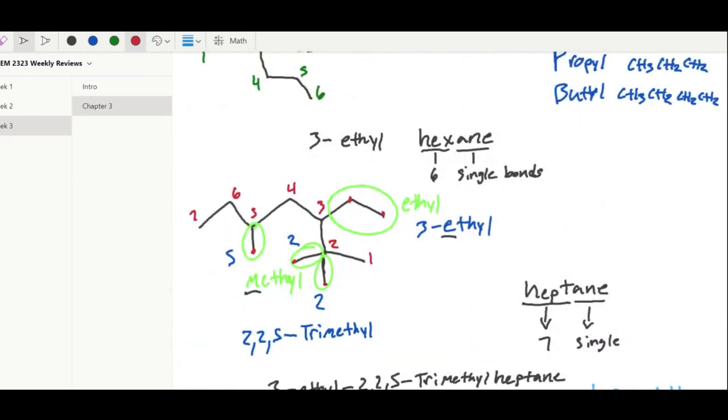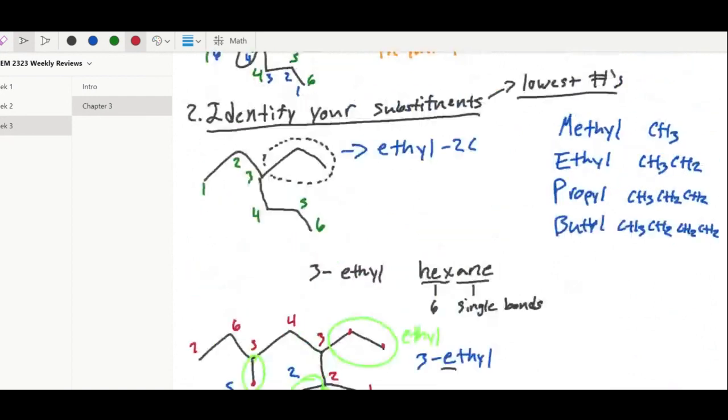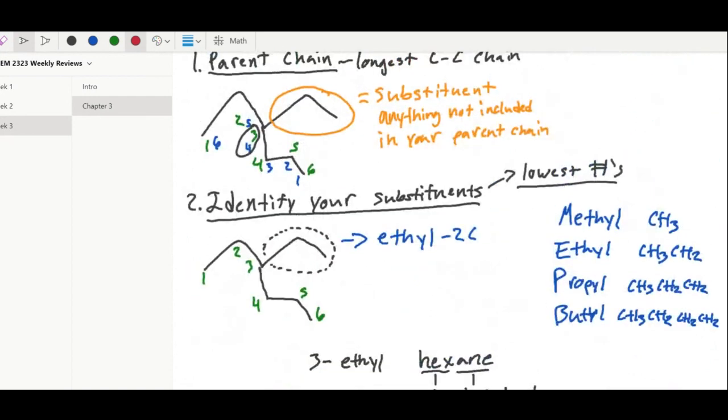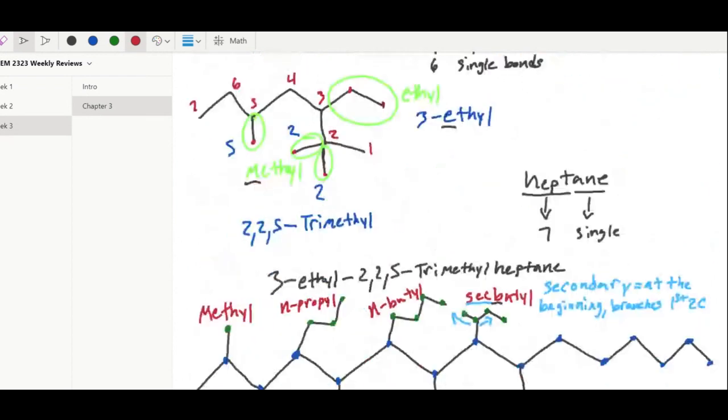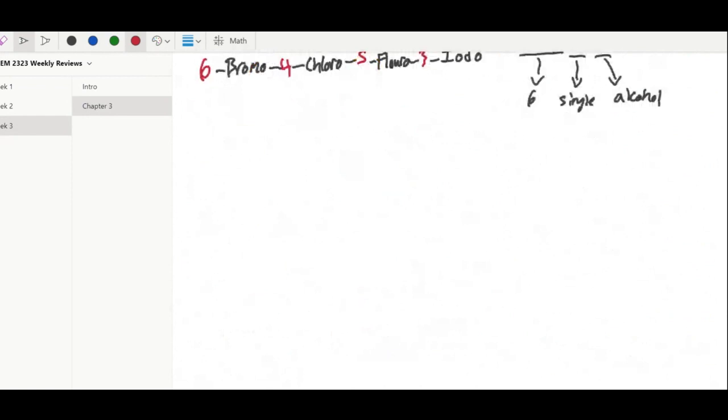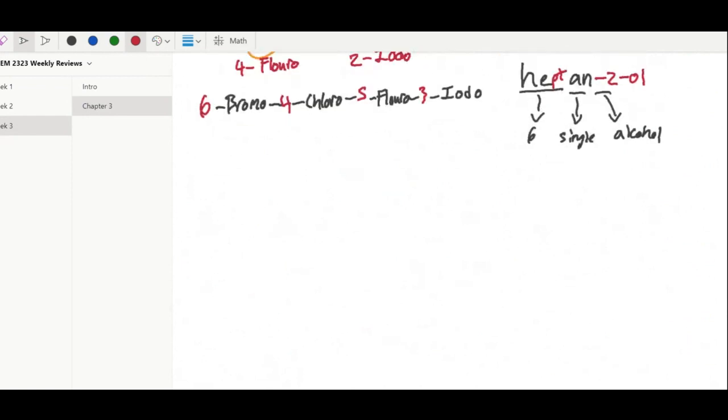And then there's the other part. Methyl, ethyl, propyl, butyl, the parent chain. Okay. So any questions on nomenclature? Do you have any questions? You answered most of what I had. Okay, cool. Anyone in the chat or watching live have questions?